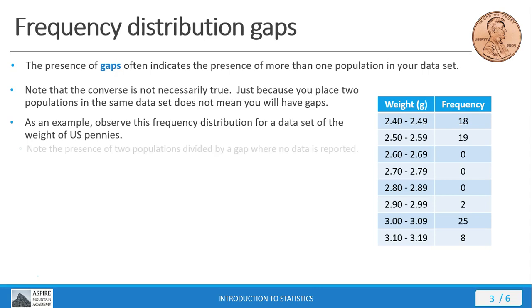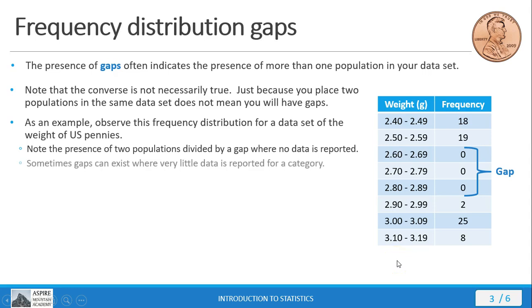Now, notice the presence of a gap where there's no data being reported. This set of zeros here is indicating a gap. There's no data in any of these bins. This means that we actually have two populations of pennies. One over here in the lighter weighted region and one over here in the higher weighted region.